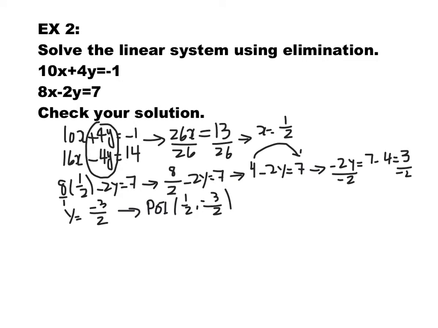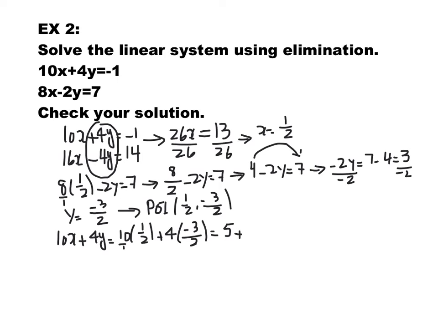Now again, we have to check the solution. So let's do first equation first. So I get 10x plus 4y is equal to 10 times 1 over 2 plus 4 times negative 3 over 2. 10 times 1 over 2, again, is 10 over 1. Product of the numerators is 10. Product of the denominator is 2. So 10 divided by 2 is 5.